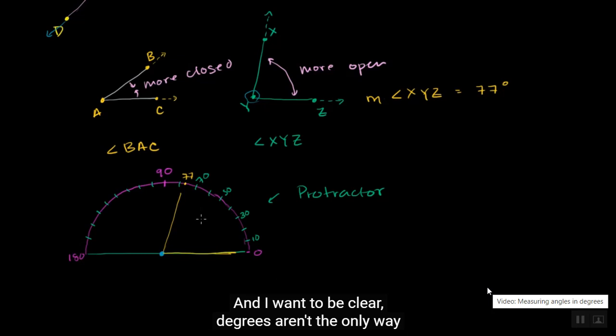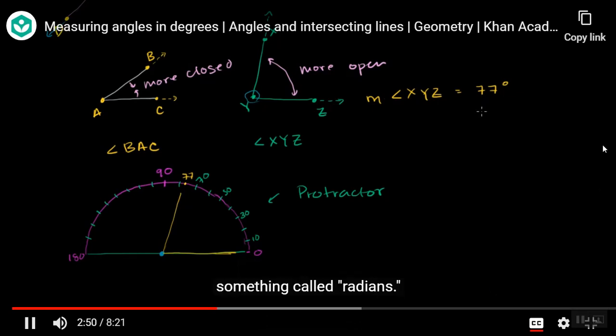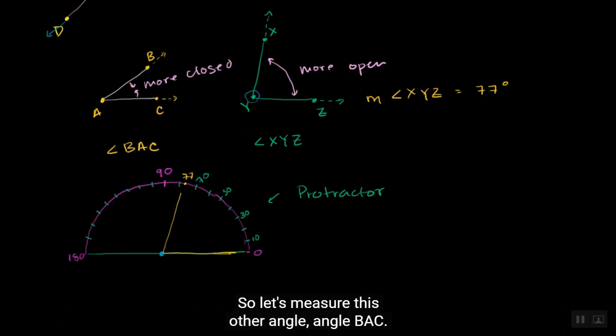And I want to be clear, degrees aren't the only way to measure angles, really anything that measures the openness. So when you go into trigonometry, you'll learn that you can measure angles not only in degrees, but also using something called radians. But I'll leave that to another day. So let's measure this other angle, angle BAC.